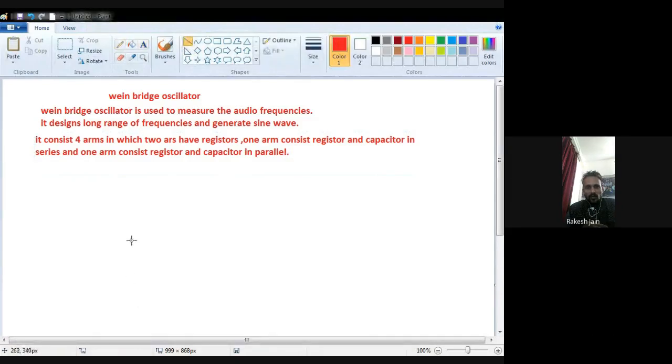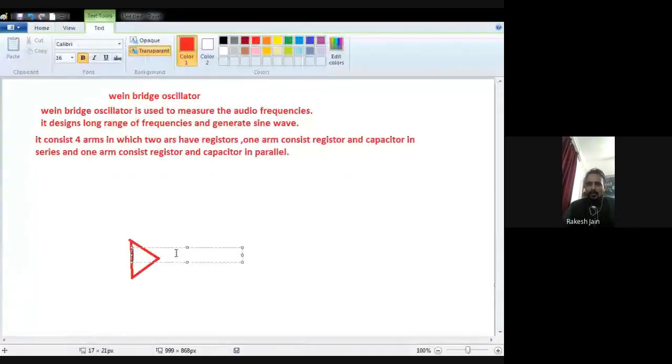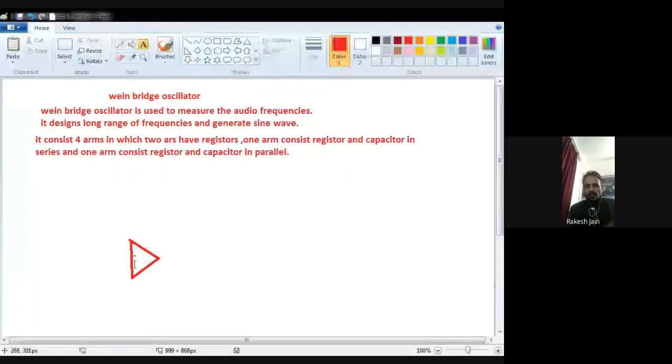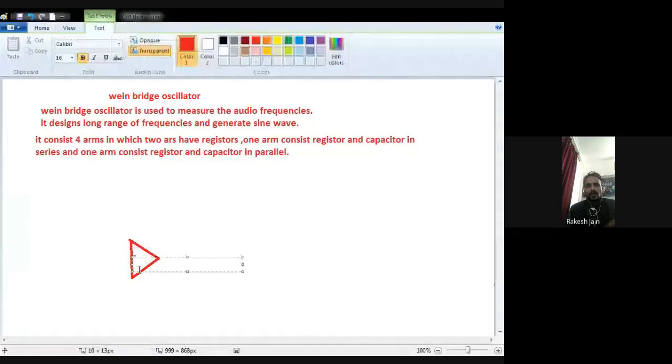First we read about the Wien bridge oscillator, then we will design it on Multisim. Let's suppose this is my operational amplifier, which has a plus terminal and a minus terminal. The plus terminal is pin number 3 and the minus terminal is pin number 2. Because it is an oscillator, it contains positive feedback. So let's suppose this is your negative terminal, pin number 2, and this one is your positive pin.